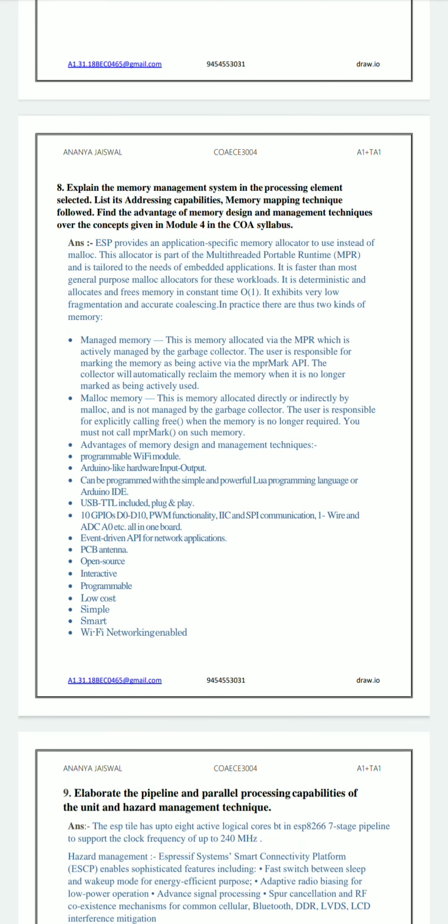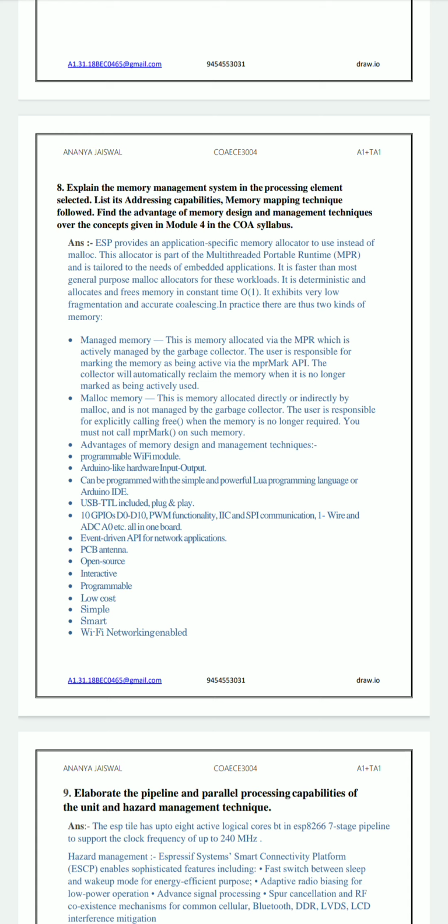The allocator is a part of the multi-threaded portable runtime MPR and is tailored to the needs of embedded applications. It is faster than most general-purpose malloc allocators for these workloads. It is deterministic and allocates and frees memory in constant time. It exhibits very low fragmentation and accurate coalescing. In practice, there are thus two kinds of memory. One is managed memory, the other is malloc memory.